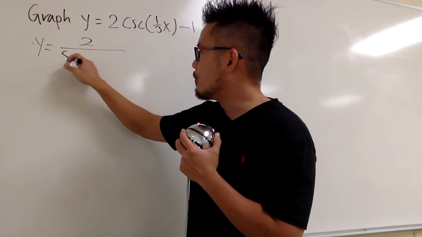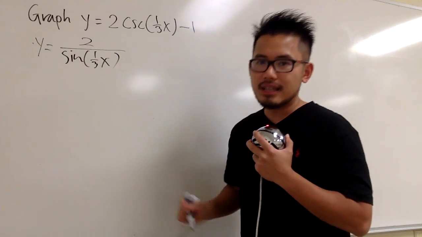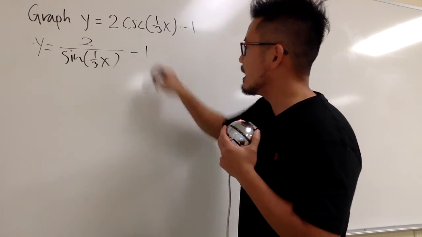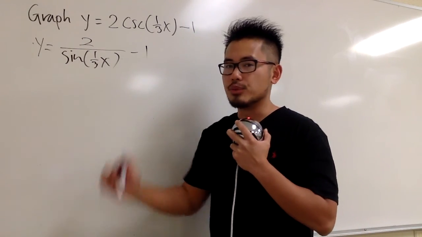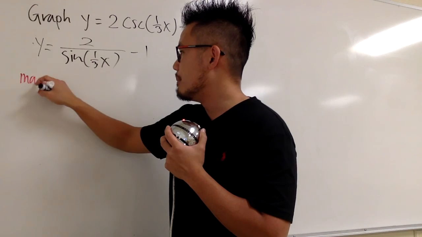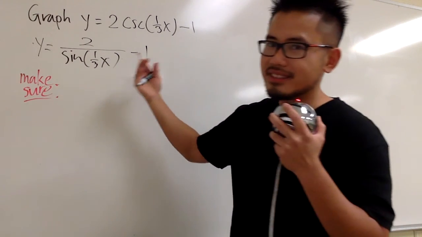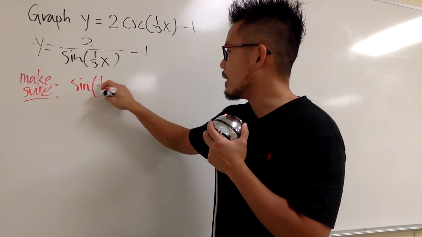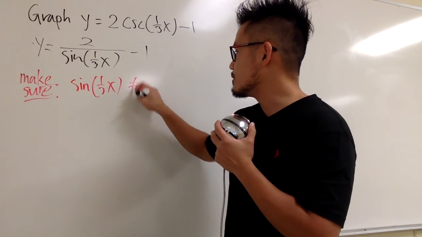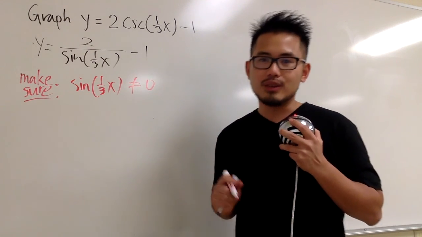So we have 2 over sine of 1 over 3x, like this. And then we have the minus 1 after that. And for the domain, we don't want the denominator to be 0. This is how we find the domain, and this is how we find the vertical asymptotes, right? We don't want sine of 1/3 x to be 0. And now, sine of what angle is 0?